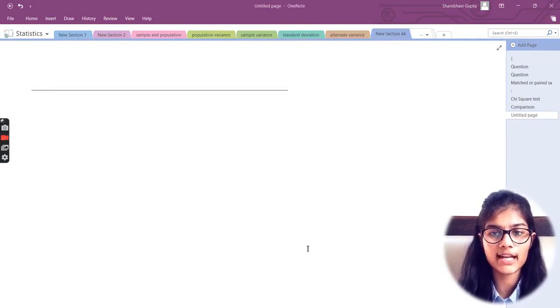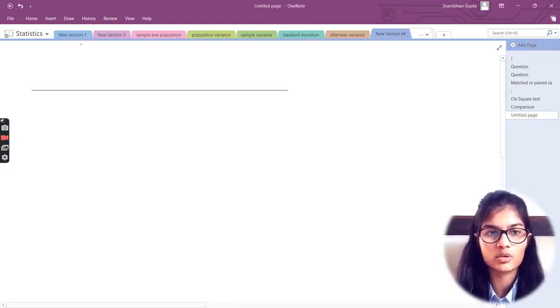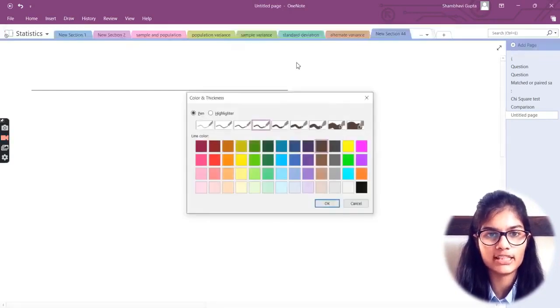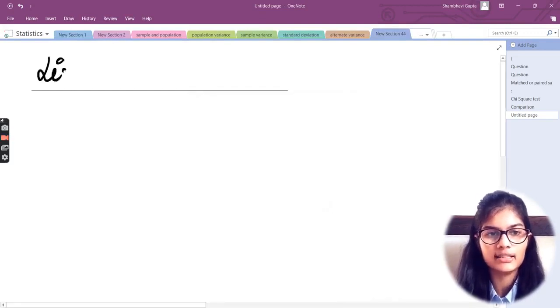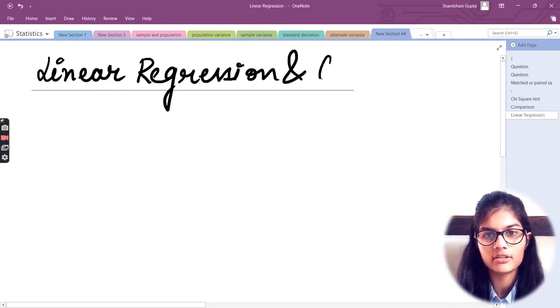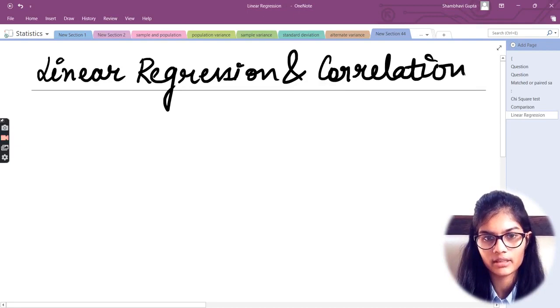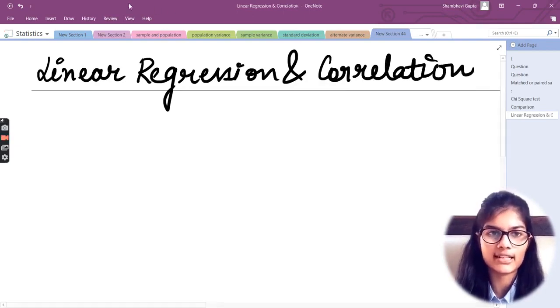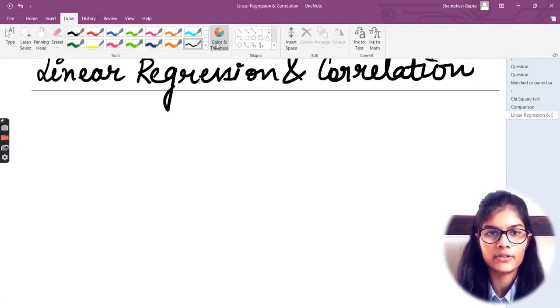So from today we are going to start a new topic, and that's linear regression and correlation. Let me quickly put a heading right here. After that I will be discussing this portal. Okay, right here. So it goes: linear regression and correlation. This is the topic that I am going to follow here.